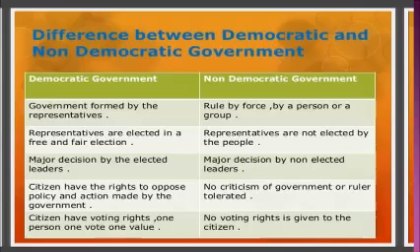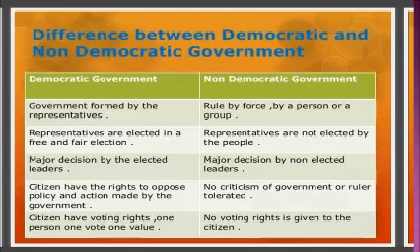In democratic government, citizens have the right to oppose policy and action made by the government. But at the same time, non-democratic government does not tolerate criticism from the public in general. It means no criticism of government or ruler is tolerated. In democratic government, citizens have voting rights, one person, one vote, one value. But in non-democratic government, citizens do not have voting rights.